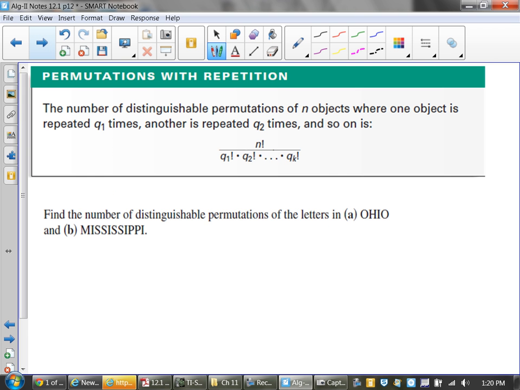So this is where it gets weird. Stop counting. How many distinguishable letters?